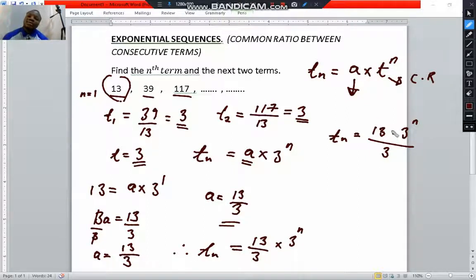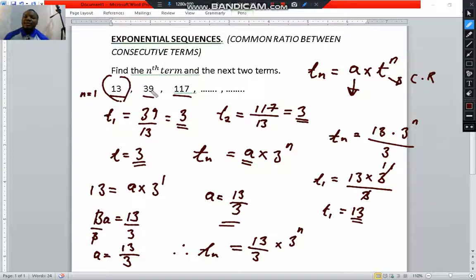So what we need to do now is to prove whether this formula works before we can find the next two terms. If n is equal to 1, it's going to be 13 times 3 to the power of 1 divided by 3. So right away you can see that T1 is going to be that, and that divides, giving you 1 there. 13 times 1 gives you 13, which is our first term.